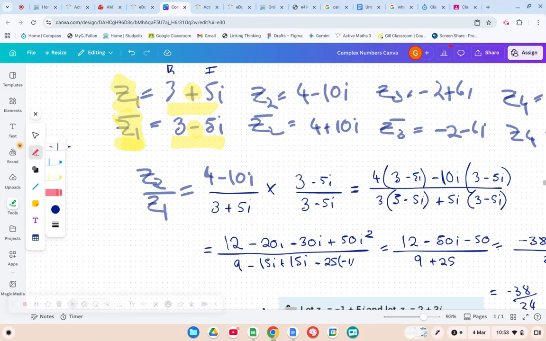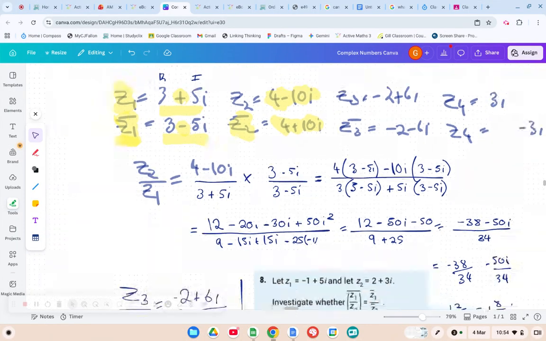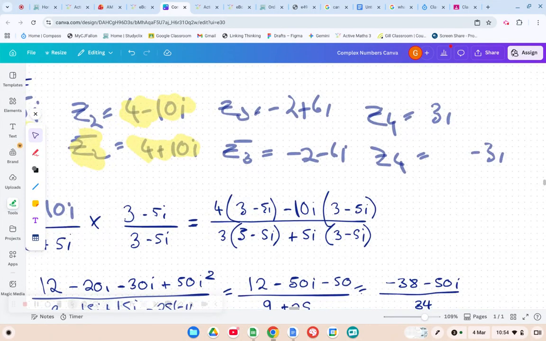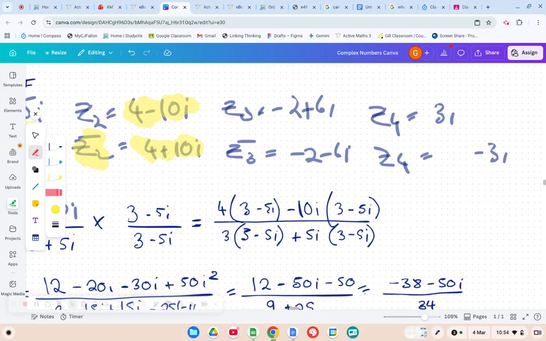Z2, just another example. Z2 is 4 minus 10i. What's the conjugate of Z2? Well, what does it look like? It looks like Z2 with a line overhead, and the answer is 4 plus 10i. You change the sign in front of the imaginary bit. Same move over here. Z3 is equal to minus 2 plus 6i. What is the conjugate of Z3? The line overhead Z3 is the conjugate. It's minus 2 minus 6i.